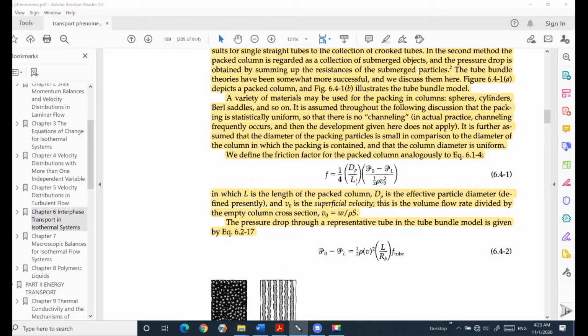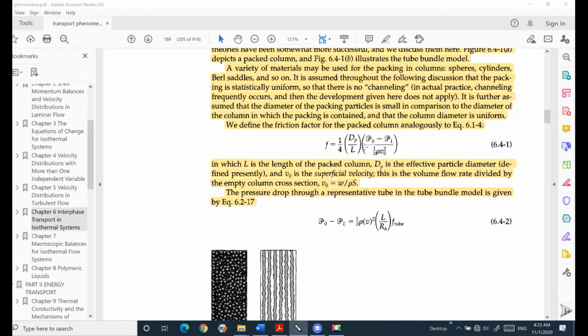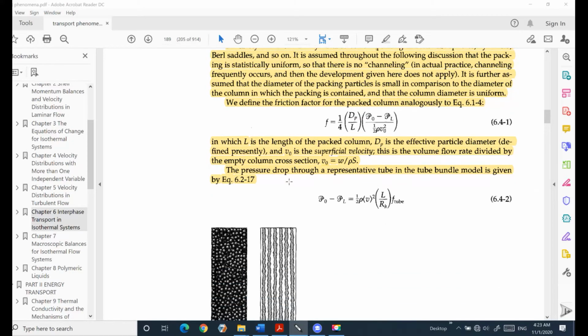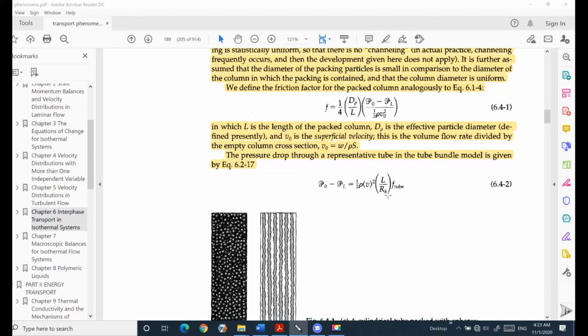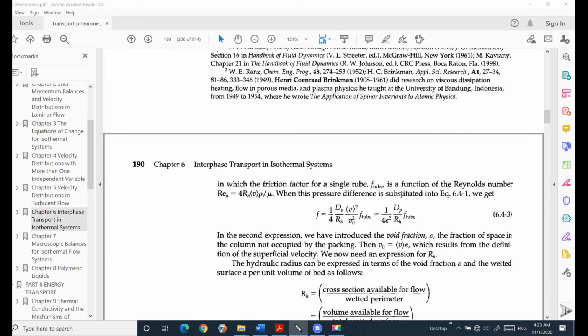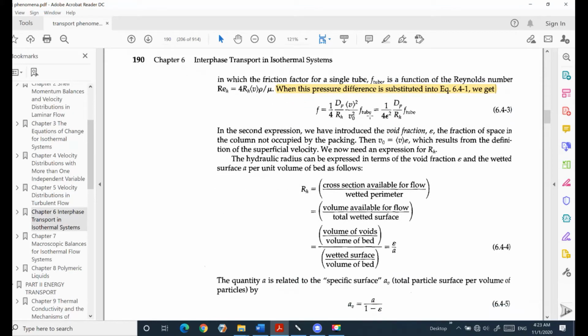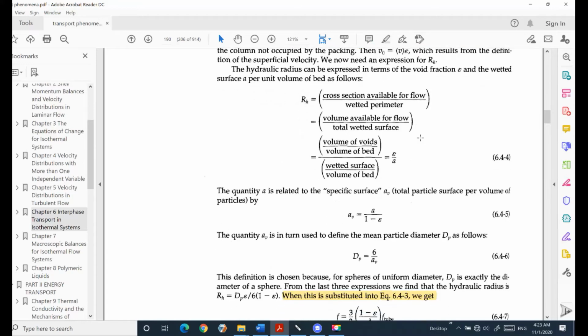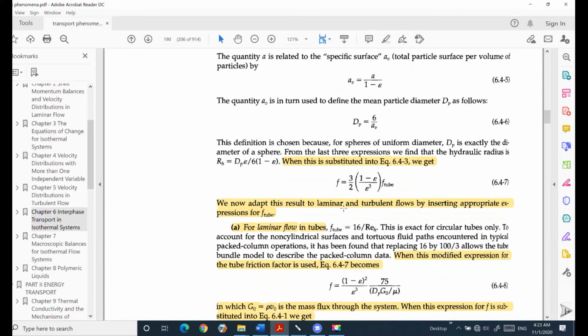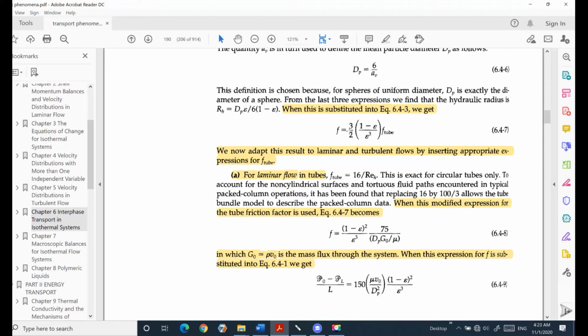From the definition of the friction factor, starting from this equation, friction factors can be defined like this. Then the pressure drop through the representative tube in the tube bundle model gives that discussion. We call it f tube here. Then finally, the friction factor can be calculated from this relation. Here is f tube. We know the relation for f tube, and finally we can get what the friction factor in the packed bed is going to be.